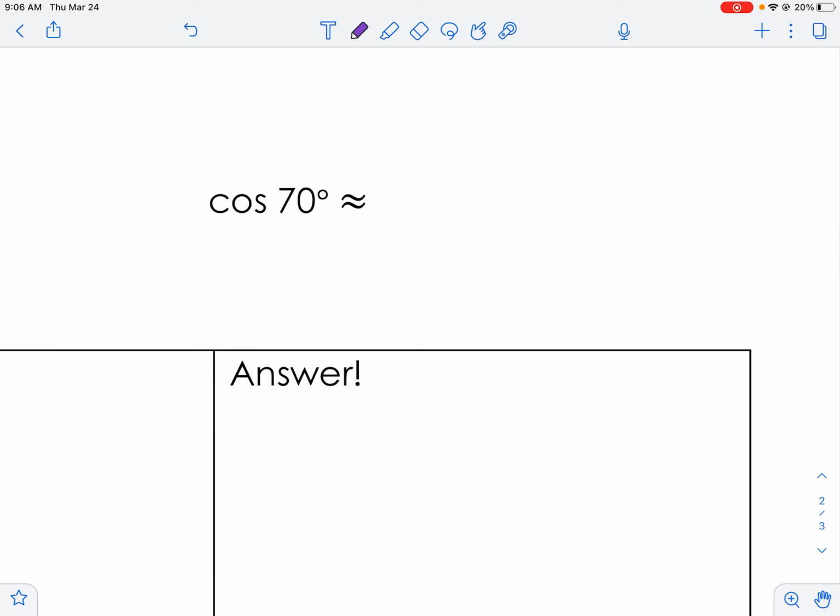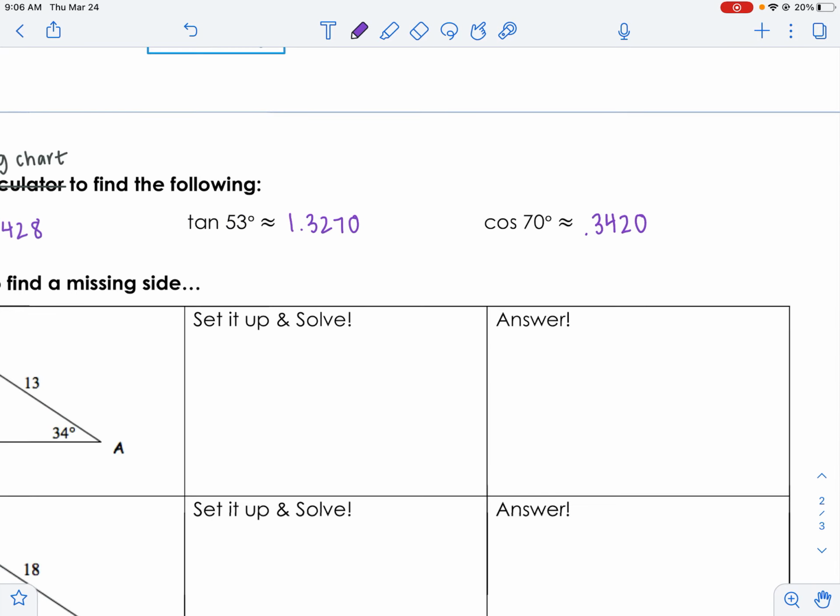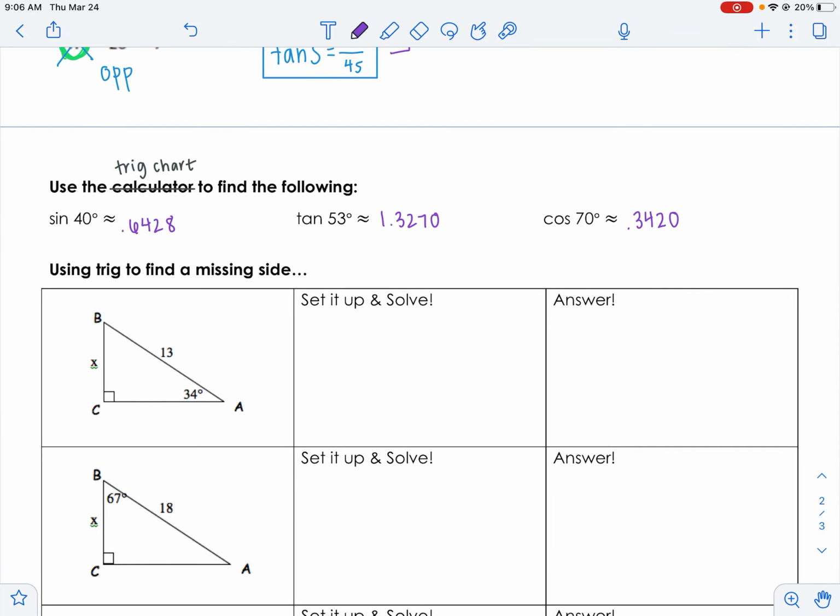So I'm going to give you a minute. See if you can use your chart to find cosine of 70 on your own. You're just looking at your chart. And cosine of 70 is 0.3420. That's cosine of 70.